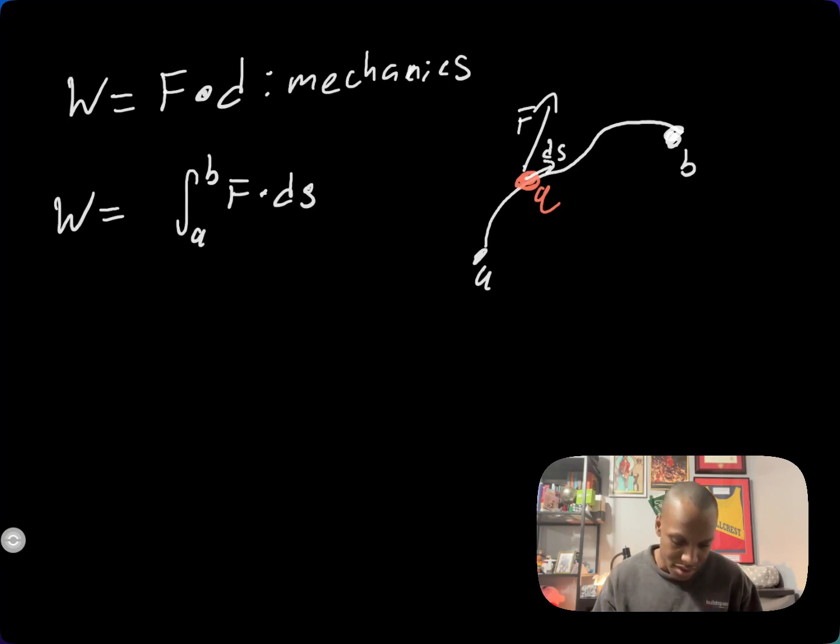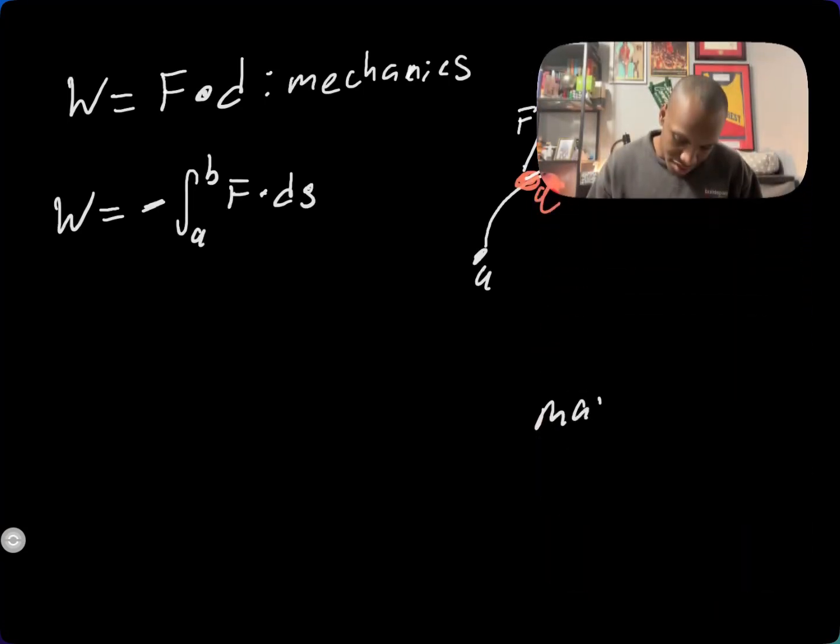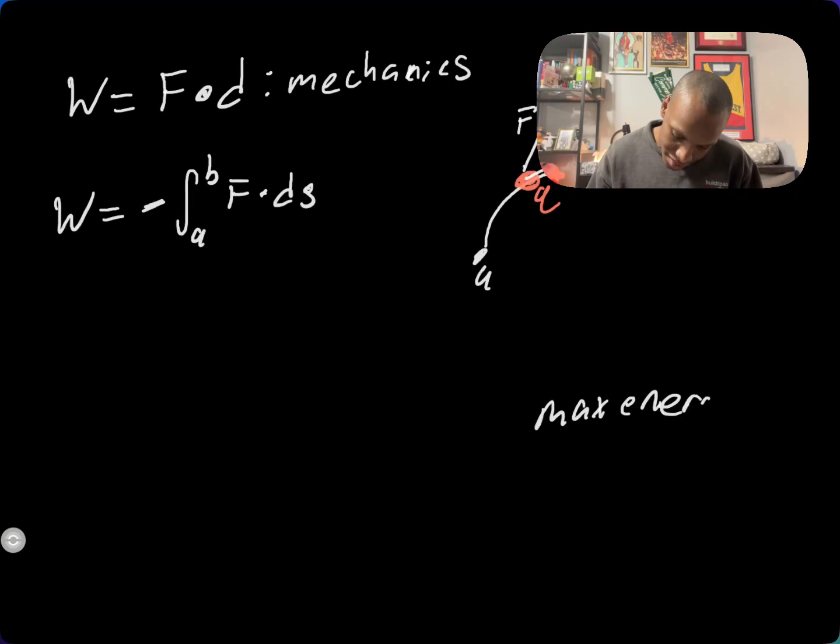Now, this work is negative because we're defining potential energy in the electric field such that the max energy is equal to 0, and that means that everything has to be below 0, so the potential energy at every point is going to be negative.